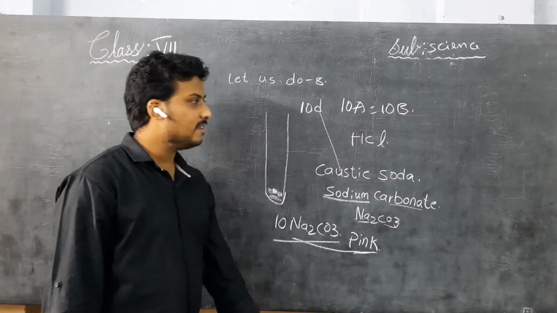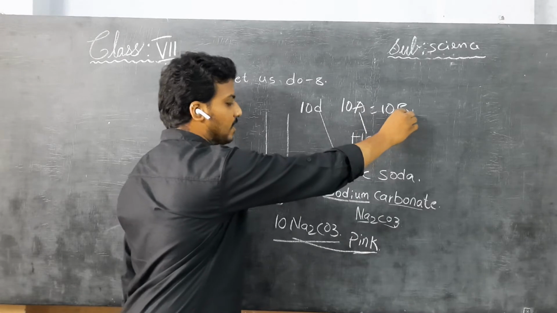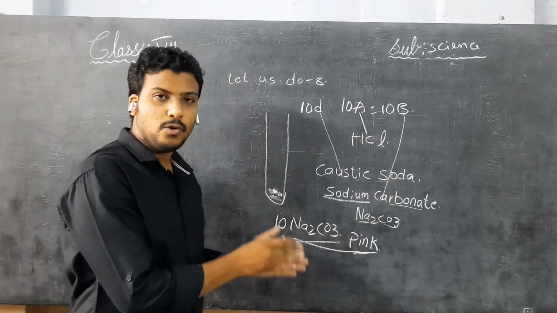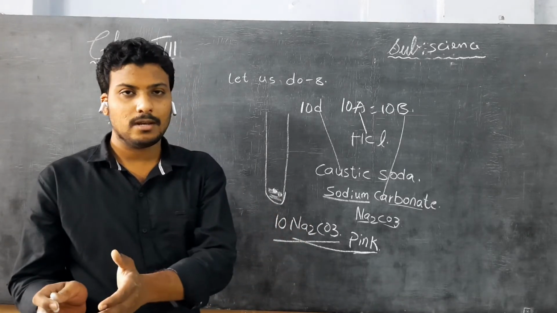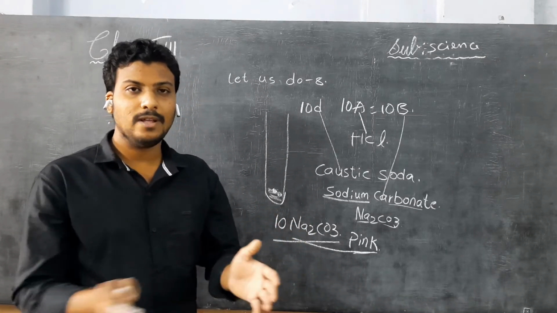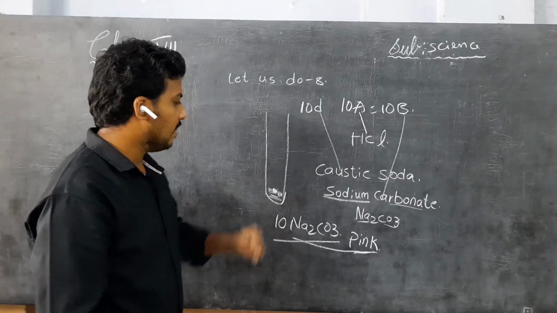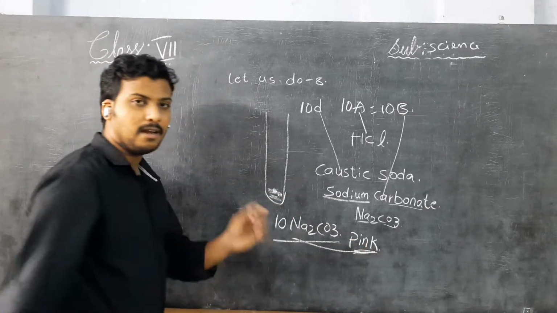Understand, children? In this, HCl, hydrochloric acid, is the acid. And what is the base? This is sodium carbonate, children. When you take the equal concentration of acid and the equal concentration of base, when they both mix, you will get a resultant color. Understand, children? Right now, this was the mixture and it is in pink color.